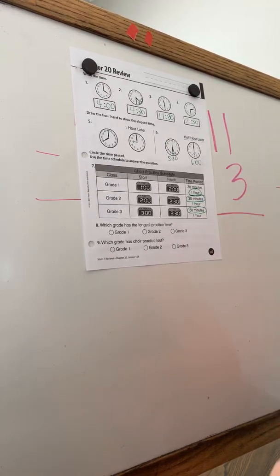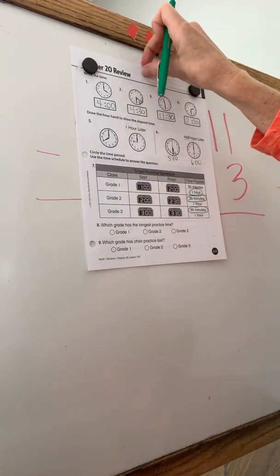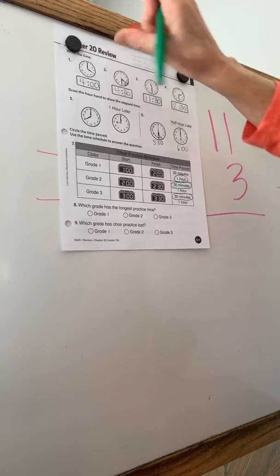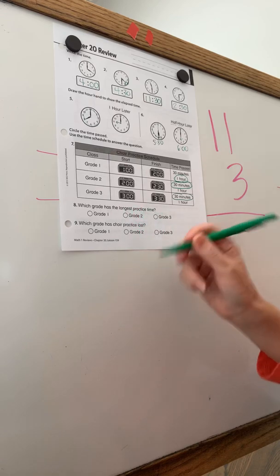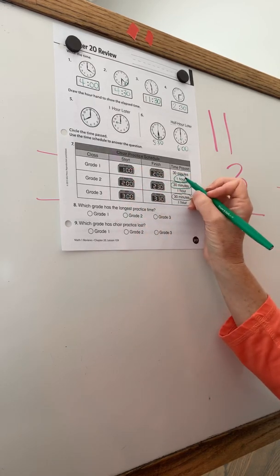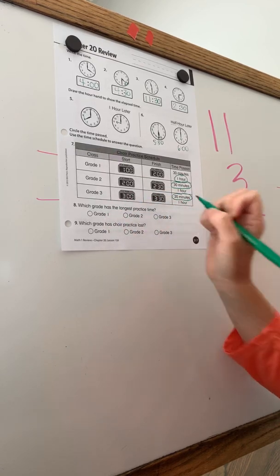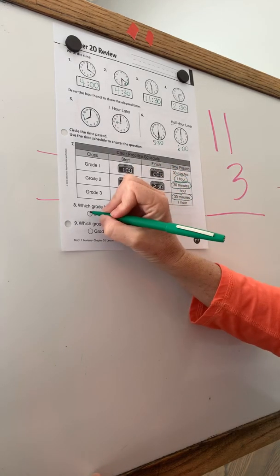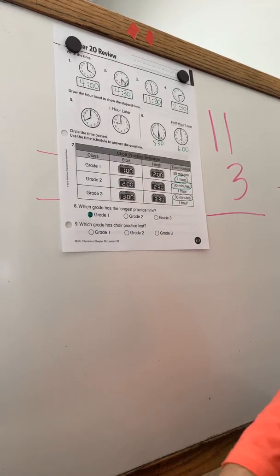So according to this schedule, first grade has the best time because they get to go to music for 1 hour. They're the best ones out of all those. Down here, it says which grade has the longest practice time, okay? So first grade has 1 hour, second grade has 30 minutes, third grade has 30 minutes. So what time is longer, 1 hour or 30 minutes? It would be 1 hour. So grade 1 has the longest time in choir.